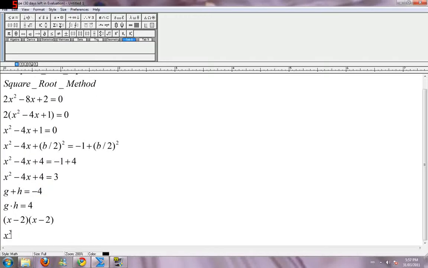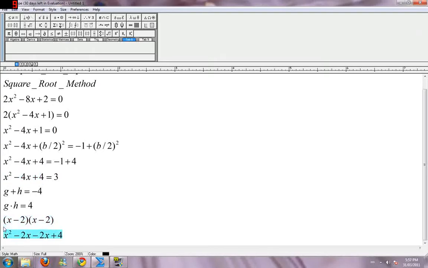x times x will be x squared, x times negative 2, and then negative 2 times x will be minus 4x. I'll just write that twice though. And then negative 2 times negative 2 will be positive 4. And that's exactly what we have here with our g and our h.